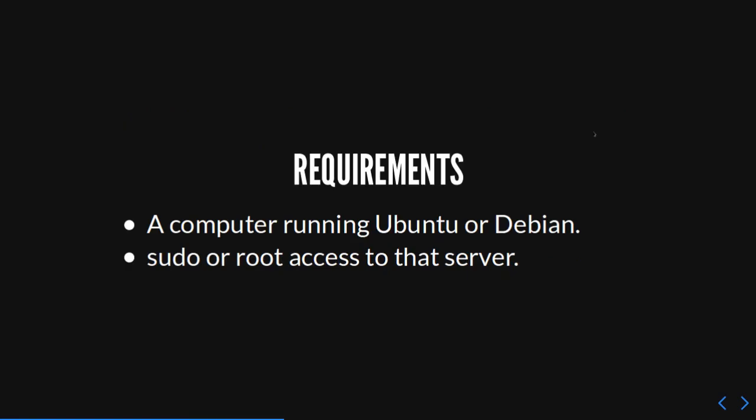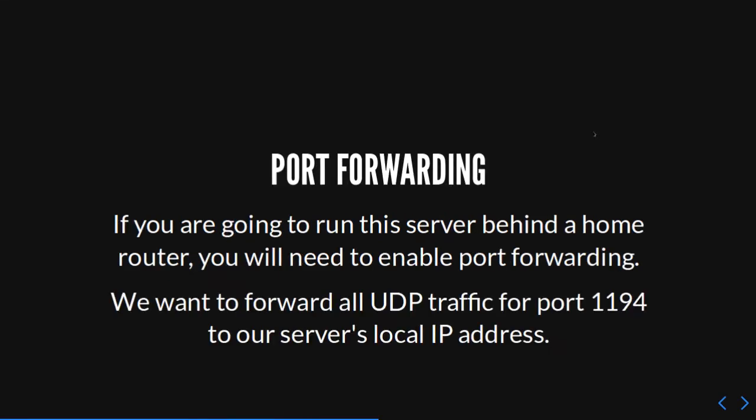The requirements are you're going to need a computer running Ubuntu or Debian, and of course, sudo or root access to that server. Also, if you're going to be running the server behind a home router, you're going to need to enable port forwarding. What we want to do is forward all UDP traffic for port 1194 to your server's local IP address.